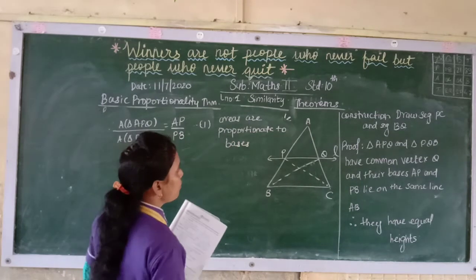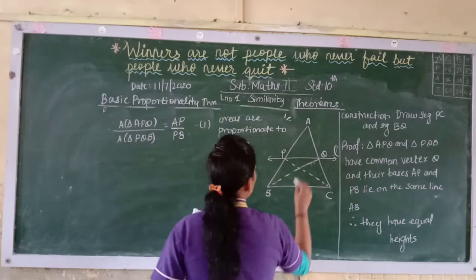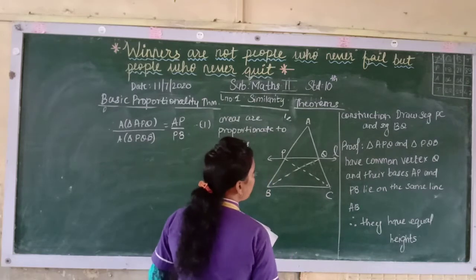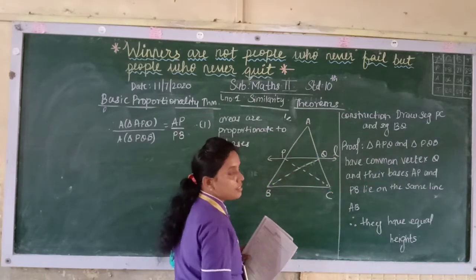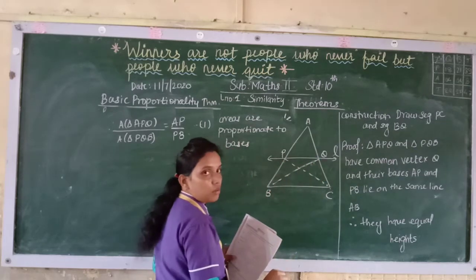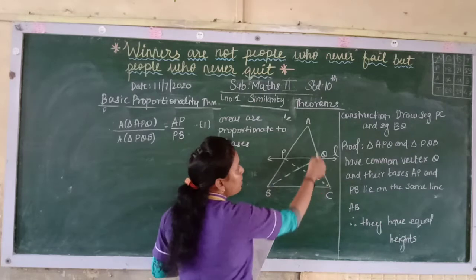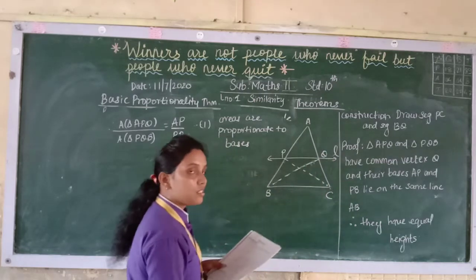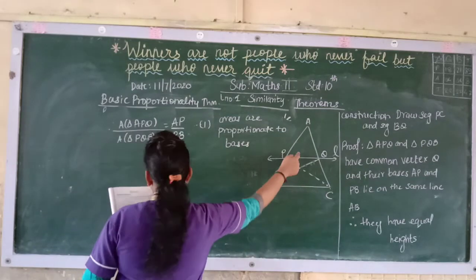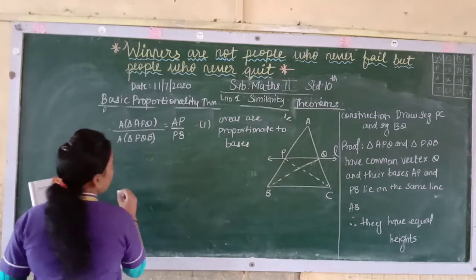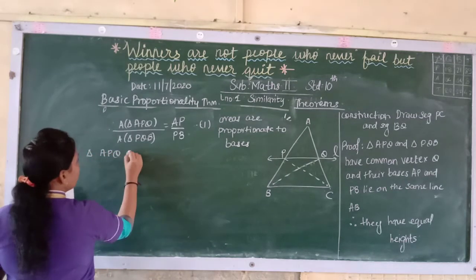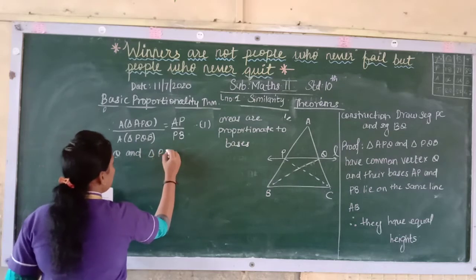Now in a similar way, if you take on the other side also, if you take APQ and QPC, here also you will find the bases lie on the same line AC and they have a common vertex P, so there also their heights will come equal. So the areas of these two triangles will be proportional to their bases only, because their heights are again equal. So here again you have to write this way, for triangle APQ and triangle PQC.